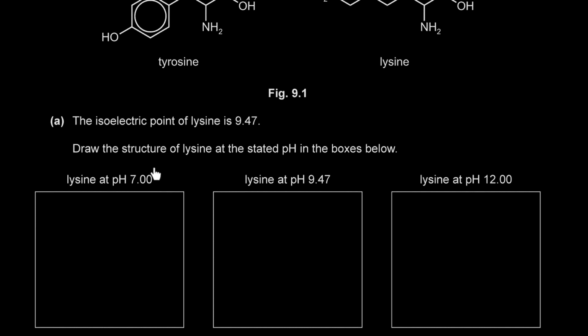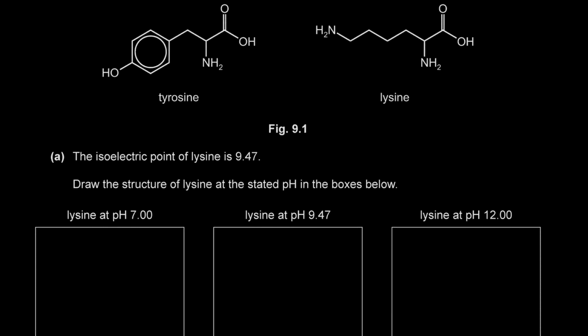So if the pH is below the isoelectric point, at a pH of 7, what charge would lysine have? At the isoelectric point it is neutral. At a lower pH, we have an excess of H plus ions, which means that lysine will be positive. The amine group will gain a proton. It doesn't matter where we show it. It could be this NH2 becoming an NH3 plus or this one. Either one of them.